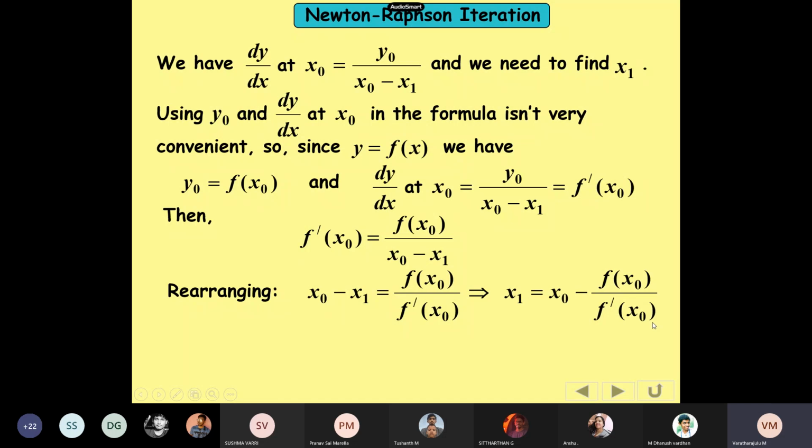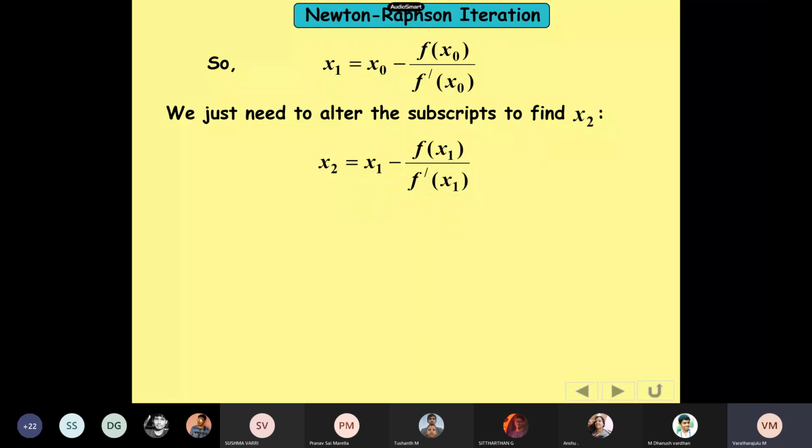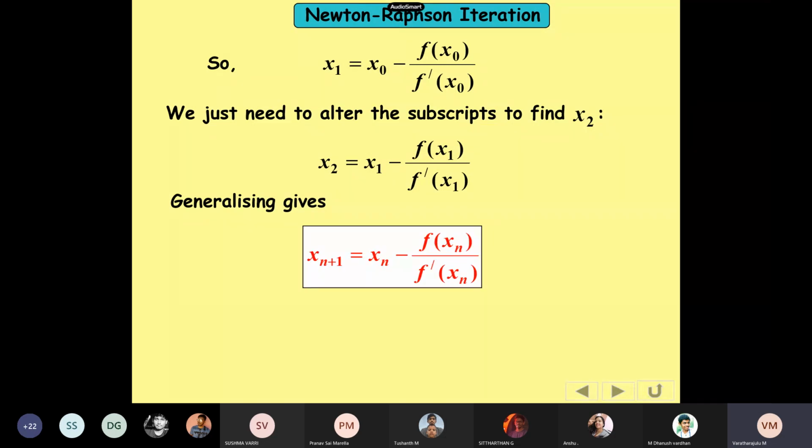This is our essential equation in order to find the newer x value. So x1 is equal to x naught minus f of x naught divided by f dash of x naught. Continuing this, x2 would be x1 minus f of x1 divided by f dash of x1. In order to make it general, instead of 1 I can apply n. So x n plus 1 is equal to xn minus f of xn divided by f dash of xn.